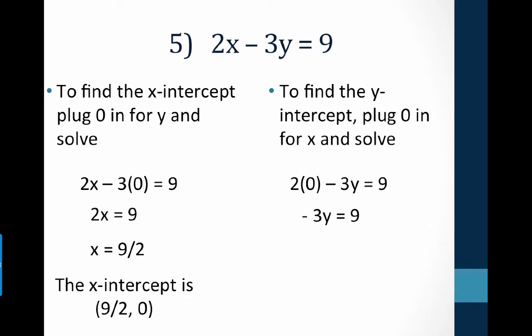That gives us -3y equals 9. Here I didn't write all the steps that I usually do in class, but of course we're going to divide both sides by -3. Therefore we will get y equals -3. So that means that the y-intercept is 0, the x value 0 that we plugged in, and -3.